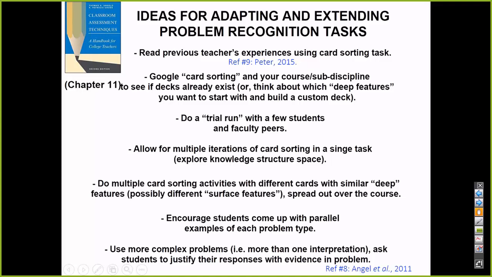Yeah. I have a question. When do you do this? Do you do this at the beginning of a class to assess what their abilities are, or do you do it as you're teaching them to see if they're getting the concepts?